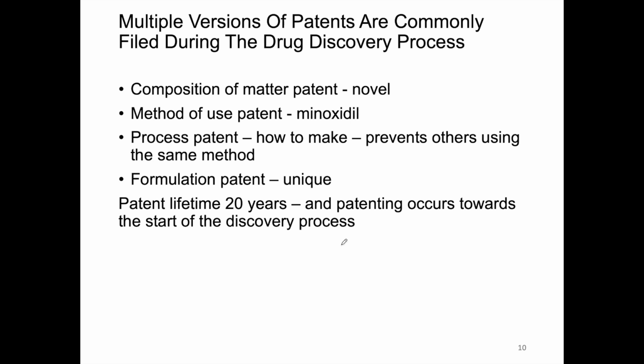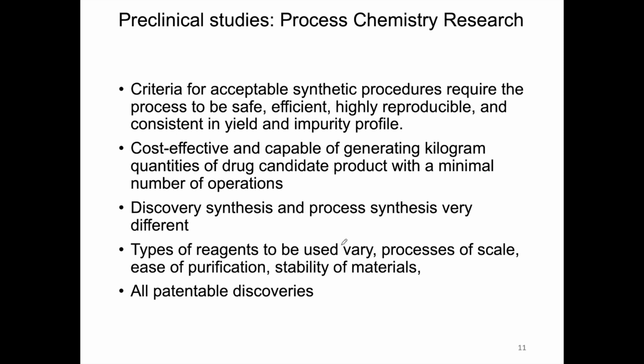Or rather, you have exclusive right to sell the drug, which is when you're going to recoup most of your costs. Preclinical studies include process chemistry research. That's how you're going to make something to be safe and efficient. The point here is that we're making large amounts of material, and the number of operations needs to be minimized. It needs to be an environmentally safe process. It needs to be efficient and highly reproducible.